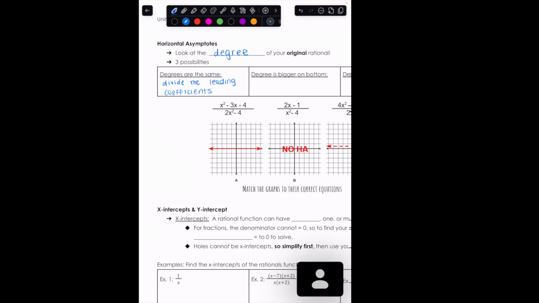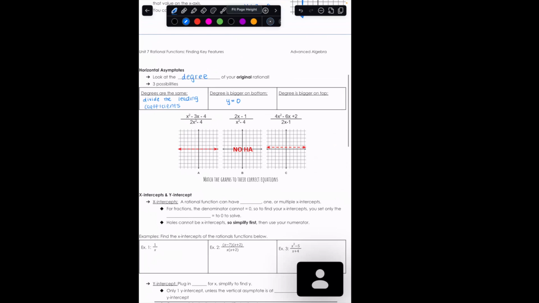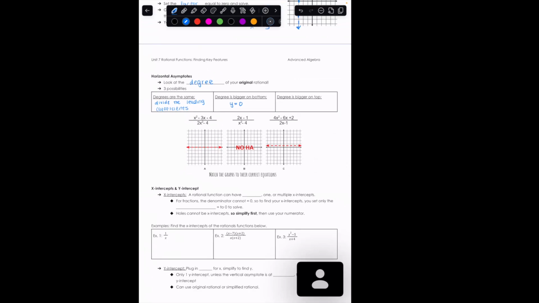And that is your horizontal asymptote. If the degree is bigger on the bottom, your horizontal asymptote is y equals 0. If the degree is bigger on the top, there is no horizontal asymptote, which really means it's going towards some kind of infinity.